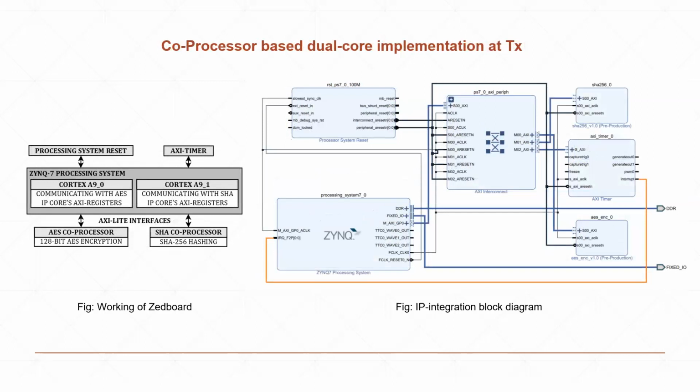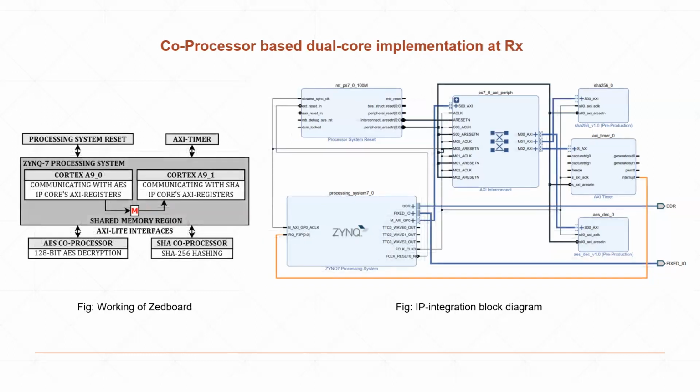This is the coprocessor based implementation using 2 Cortex cores of the Z-board. The AES encryption and SHA algorithms are realized individually as hardware, and AXI Lite interfaces are created around each of these logics separately. Then the Cortex A9 0 core is used to communicate with the AES IP, and the A9 1 core is used to communicate with the SHA IP. So this is a similar implementation at the RX side. The decrypted output from this IP is stored in a shared memory region, which is fed as input to the SHA IP by the Cortex A9 1 core to produce the final output.